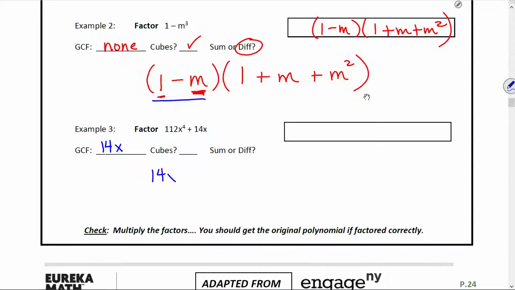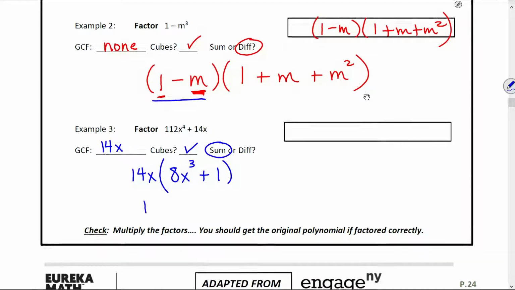So I'll write 14x, and then 14x times what is 112x to the 4th, and the answer is 8x cubed. Okay, and then 14x times what is 14x, and the answer is plus 1. Okay, so now I'm looking at 8x cubed plus 1, and that is things cubed. So 8 is 2 cubed, x cubed is x cubed, and 1 is 1 cubed. So these are now cubes. It's the sum of cubes.